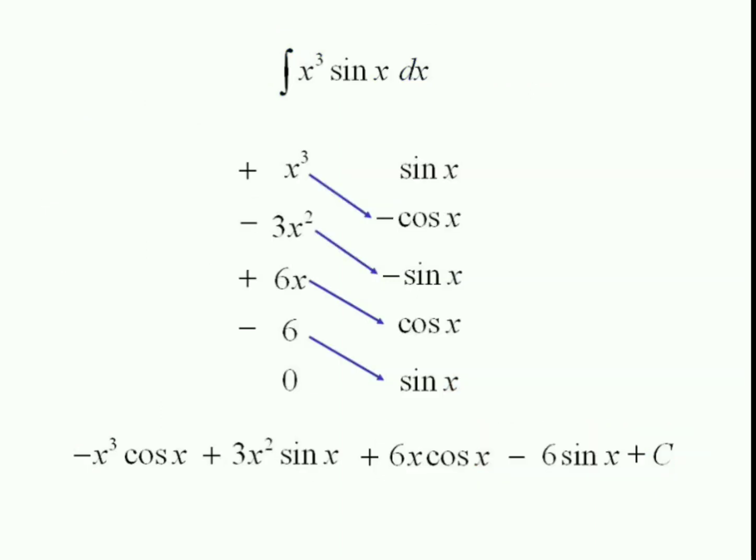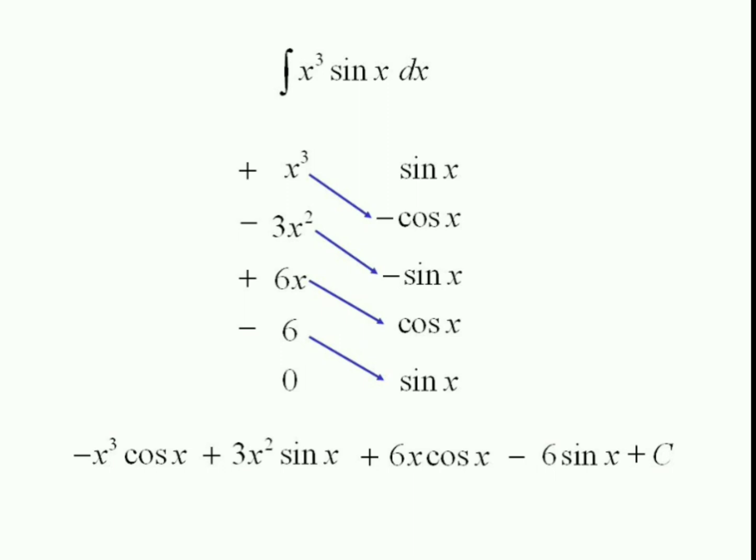Another example, the integral of x cubed sine x dx using the tabular method. The first row is positive, then our f(x) is x cubed, and our g(x) is sine x. The second row is negative, then the derivative of x cubed is 3x squared. Then the integral of sine x is negative cos x.